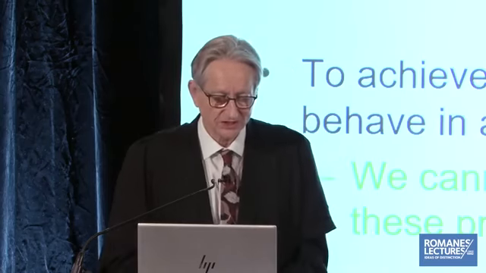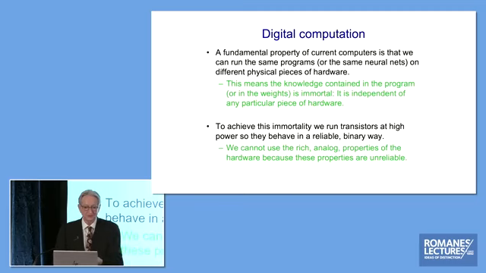So digital computation is great. You can run the same program on different computers, different pieces of hardware, or the same neural net on different pieces of hardware. All you have to do is save the weights. And that means it's immortal. Once you've got some weights, they're immortal, because if the hardware dies, as long as you've got the weights, you can make more hardware and run the same neural net.